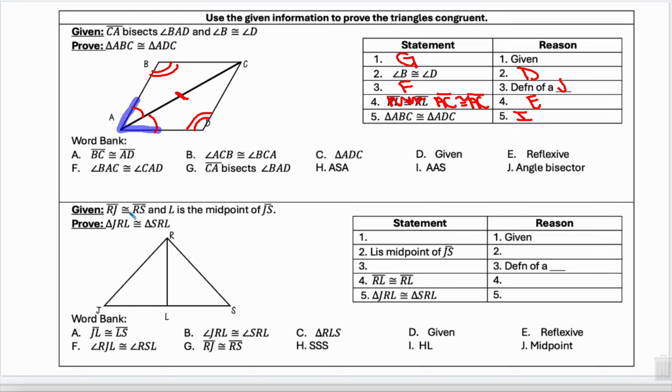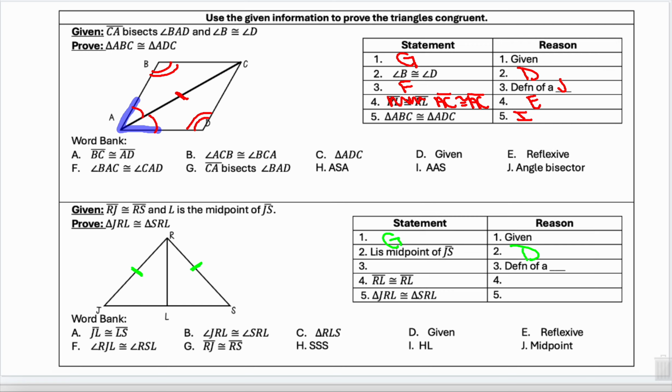RJ is congruent to RS. So boom, boom. Why? What do I know? RJ is congruent to RS. That's going to be a G there. It tells you L is the midpoint of JS. Why do I know it? Given.